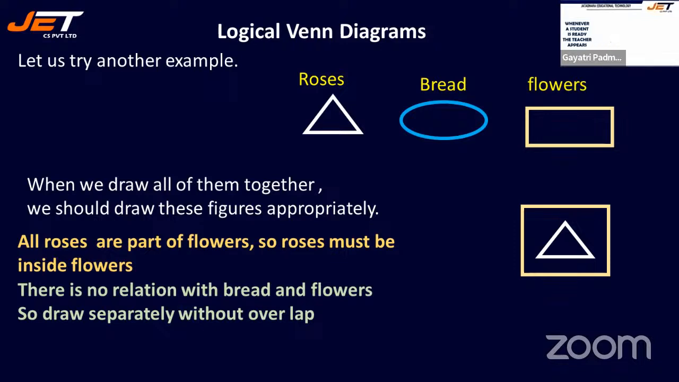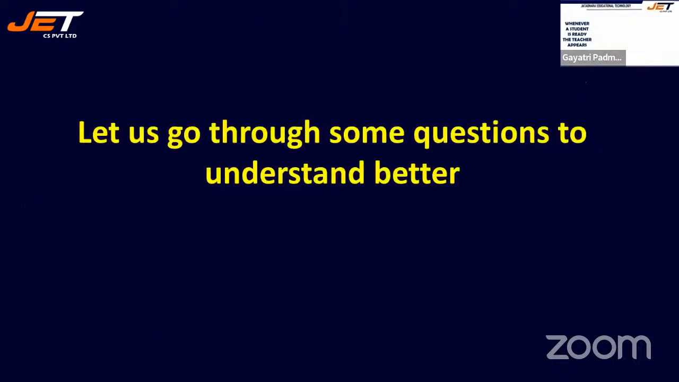Yes. So, here flower is being represented as rectangle. So, you can either take rectangle or triangle. So, anyway, the roses come inside the flowers. That is, the triangle comes inside the rectangle. So, since bread has nothing to do with this, we can draw that separately. It should not touch or overlap the flowers or the roses because bread has nothing to do with flowers or roses. All right, students.